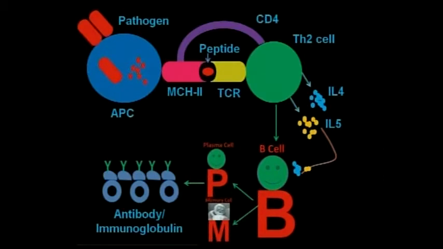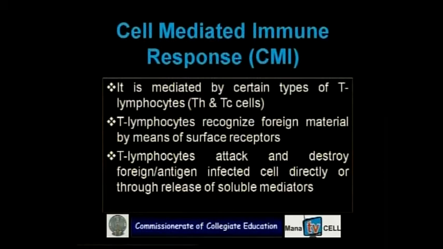So what is the function of the memory cells? Memory cells basically remain calm for a long period of time. When the same type of antigen is exposed in the secondary immune response, these memory cells are rapidly converted into plasma cells. They produce the antibodies. So this is called humoral immunity. Then we will see the cell-mediated immune response.